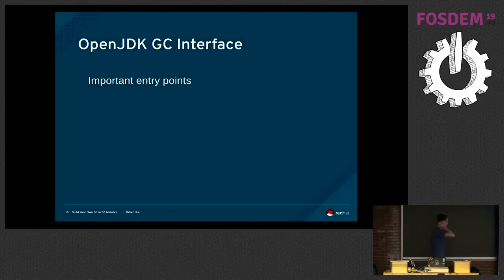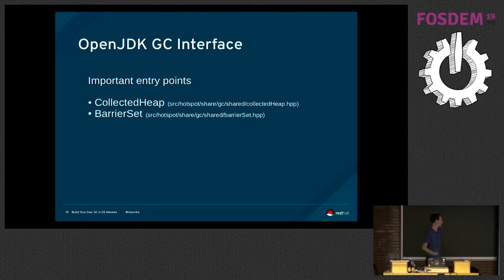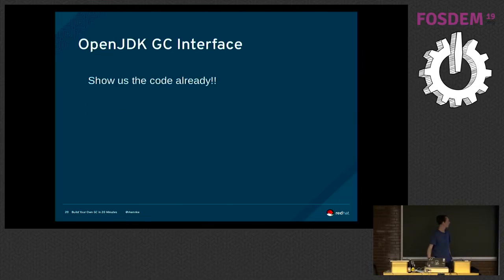So if you were to build your own GC, where do you start? The important entry points that you need to keep in mind, there are basically two of them. The most important one is CollectedHeap. It lives there in the HotSpot source directory. It's the central interface for any GC implementation. It has a lot of support for managing everything else. It also gives you the barrier sets. This barrier set is important if your GC needs any kind of memory barrier for intercepting writes or reads or whatever else. And yeah, this is where you start.